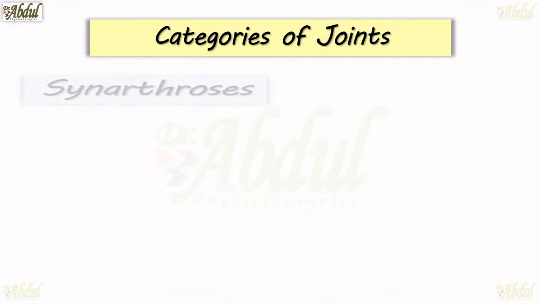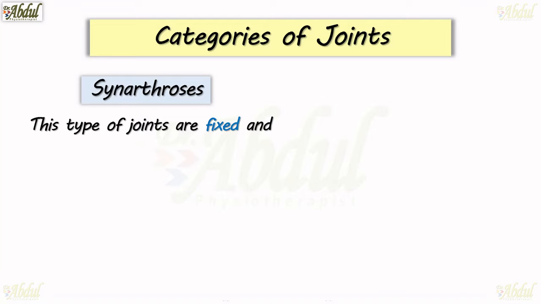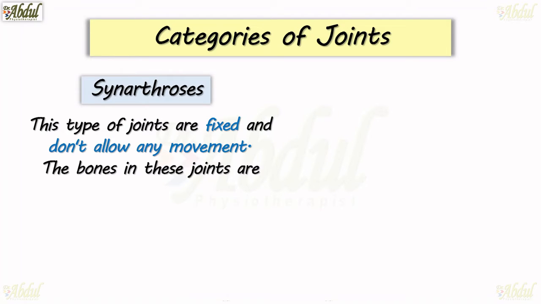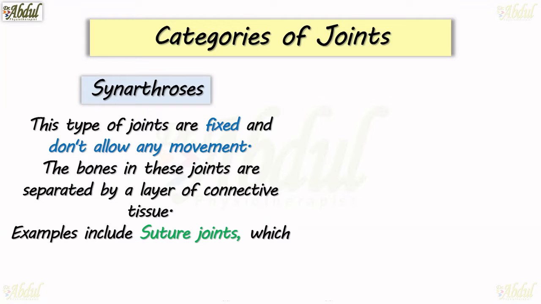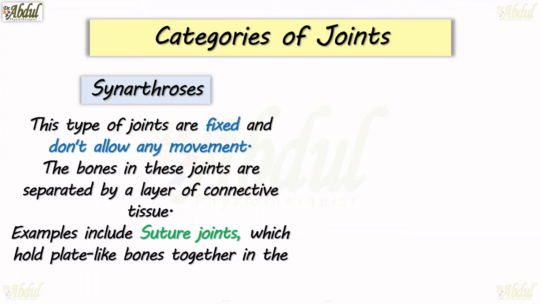Number one is synarthrosis. These types of joints are fixed and don't allow any movement. The bones in these joints are separated by a layer of connective tissue. Examples include suture joints, which hold plate-like bones together in the skull.